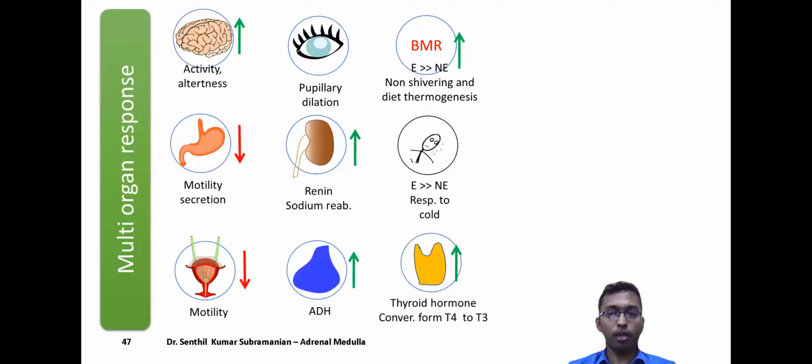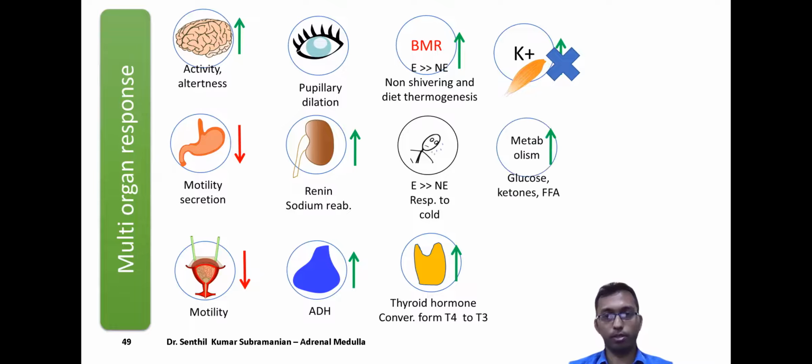The catecholamines can act on thyroid hormone and convert T4 to the active T3 form. They can maintain non-shivering and diet-induced thermogenesis. All these mechanisms increase the basal metabolic rate in an individual, and the catecholamines are essential to bring about the response of an individual to cold. In these mechanisms, epinephrine plays an important role rather than norepinephrine. They also play a role in potassium metabolism. They push the potassium from plasma to inside the muscles, hence they prevent hyperkalemia due to any other reasons.